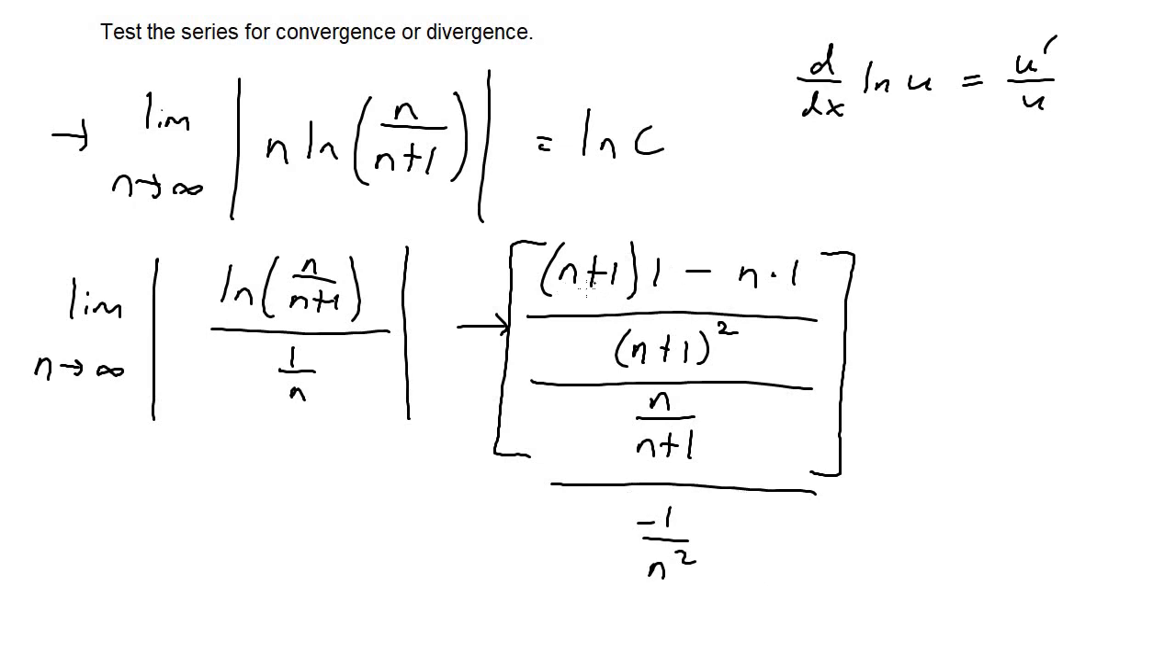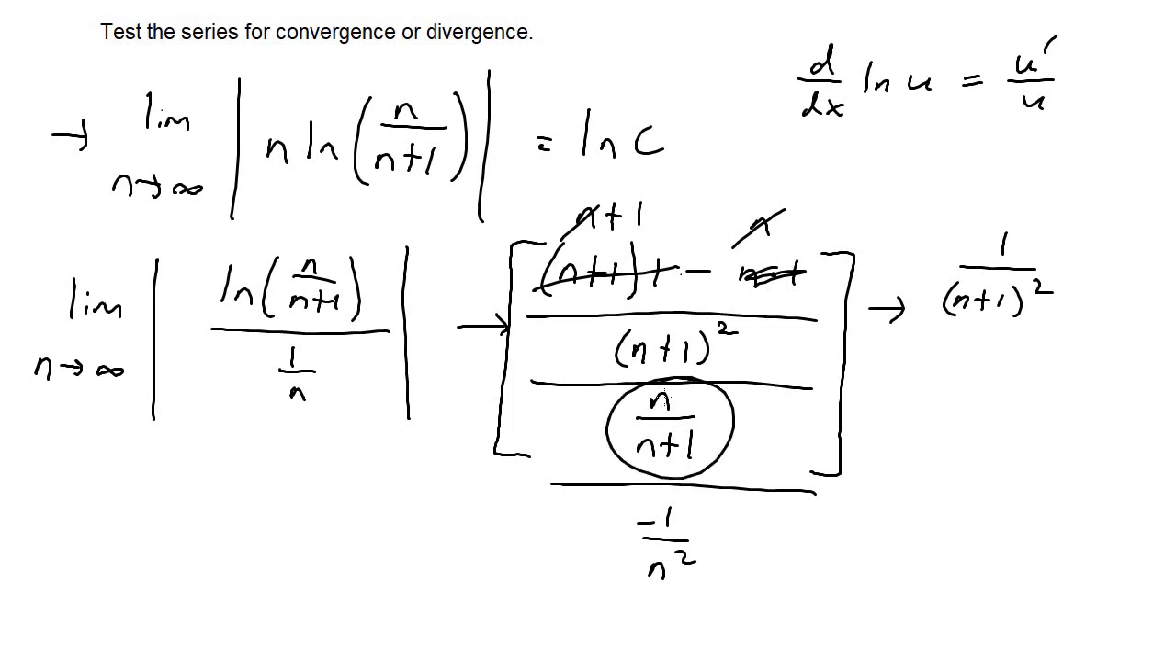So now n plus 1 times 1 is just going to be n plus 1. And then we have minus n times 1, which is n. N minus n cancel, and we just have 1. So we have 1 over n plus 1 squared, and then divide by n over n plus 1. Dividing by n over n plus 1 is the same thing as multiplying by the reciprocal, so n plus 1 over n. Now realize one of the n plus 1s will cancel, and what we're left with is 1 over n times n plus 1.